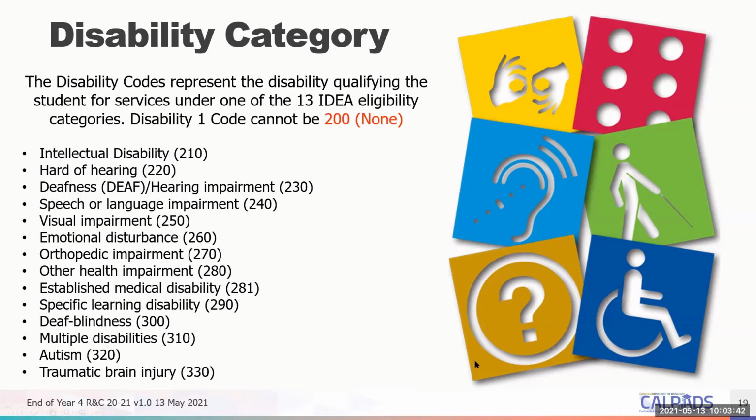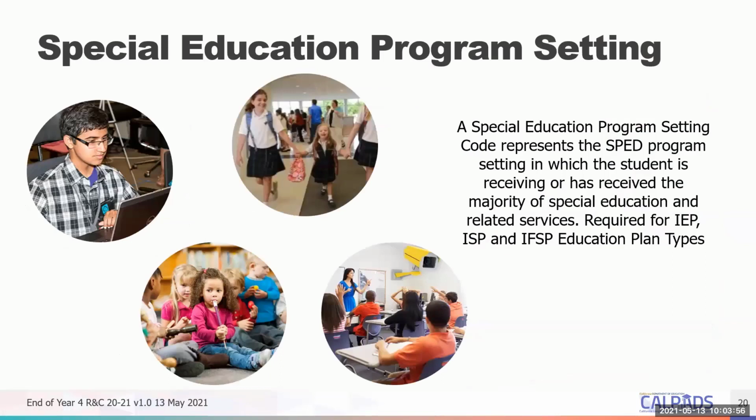And so there's 14 different categories. Of course, there's a primary and a second disability code. And if the student only has one disability, the expectation is the second disability code will just say none. I think they both would have to be populated.